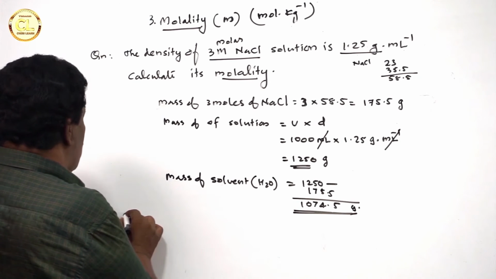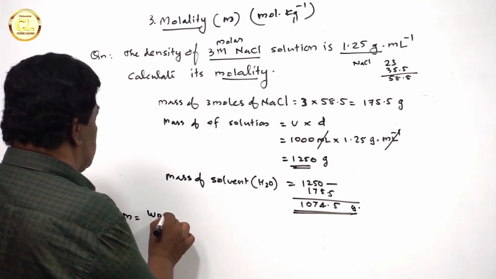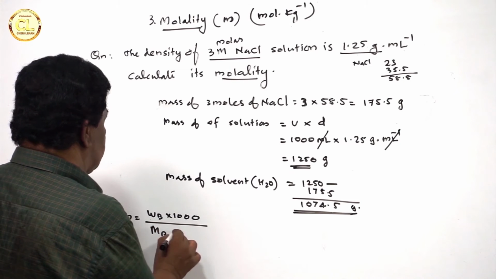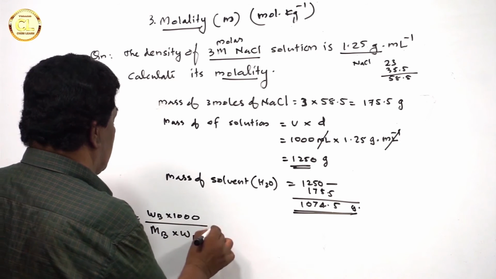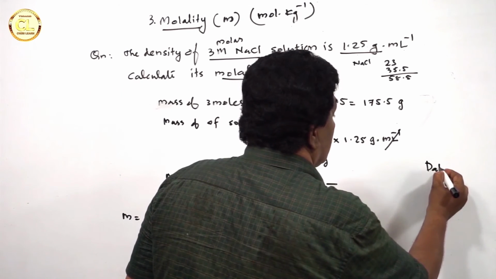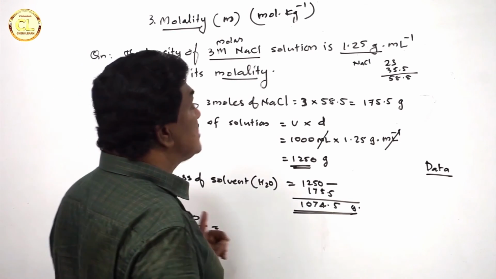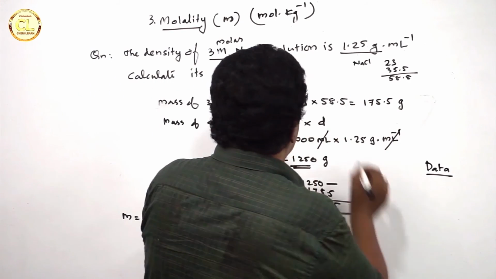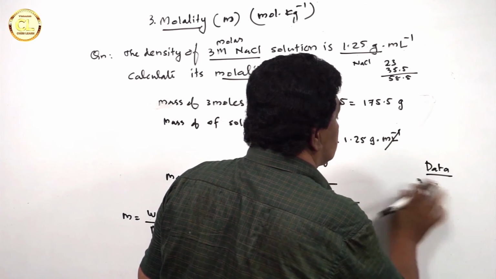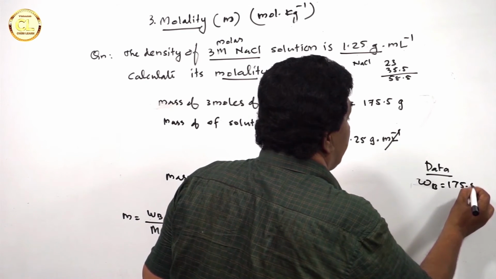Now, the molality of the solution, small m, is equal to WB into 1000 divided by MB into WA. See the data. As we have calculated here, WB, the mass of the solute, 3 moles of sodium chloride, is 175.5 grams.